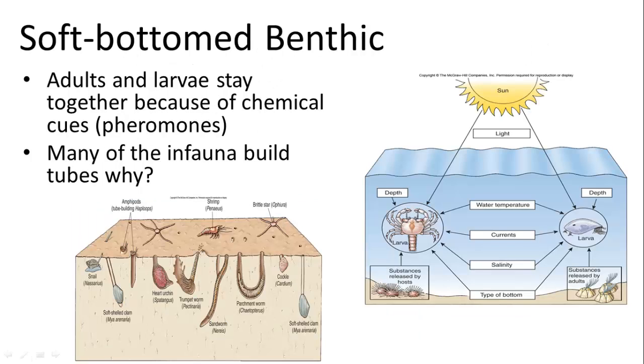In soft bottom benthos, you have adults and larvae which are living together. Many of them are attracted to each other because of pheromones, and many of the infauna will also build tubes within the soft bottom. Okay, this allows them to be protected from predators. It also allows them to create an environment where they can access the oxygen and nutrients from the water without being fully immersed in the sediments.